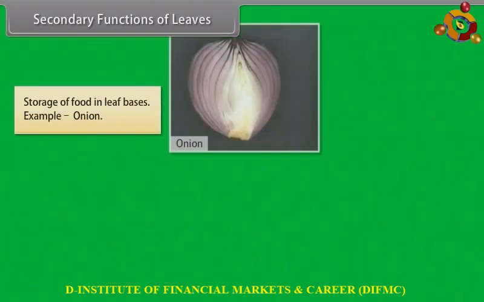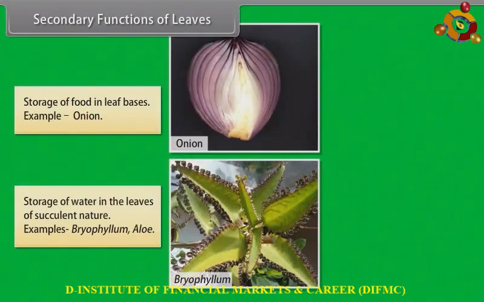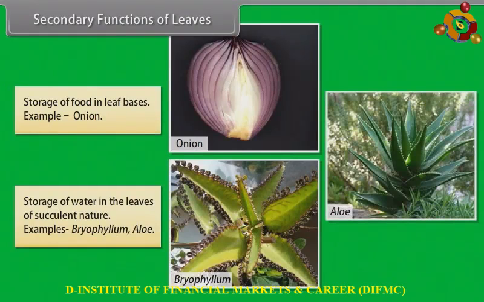Secondary functions of leaves. The storage of food in leaf bases. Example: onion. The storage of water in the leaves of succulent nature. Example: Bryophyllum, aloe. Protection. Secondary functions of leaves.